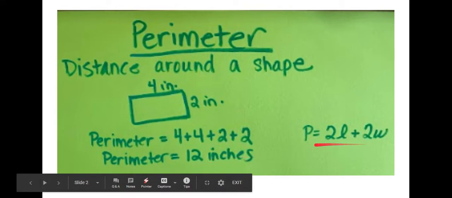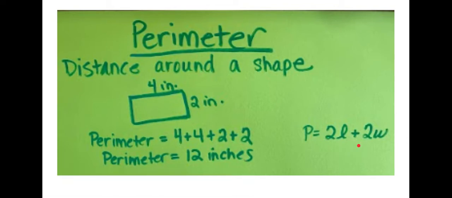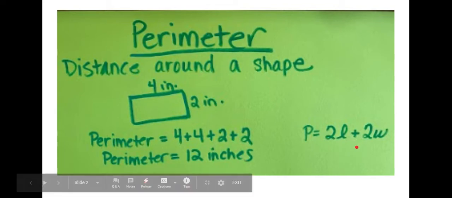So right here is the formula, like you would often see it written out on the star chart. That means perimeter is equal to 2 times the length plus 2 times the width.